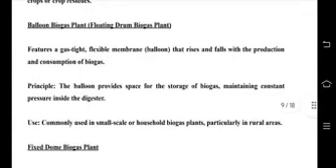residues. Then balloon biogas plant or floating drum biogas plant, the next one, features a gas tight flexible membrane balloon that rises and falls with the production and consumption of biogas. The balloon provides space for the storage of biogas, maintaining constant pressure inside the digester. It is commonly used in small scale or household biogas plants, particularly in rural areas.